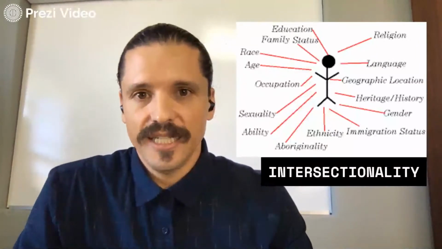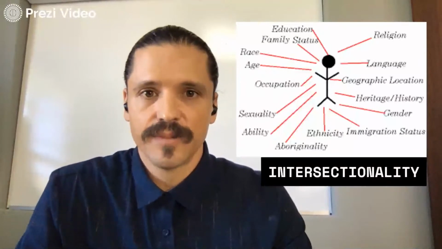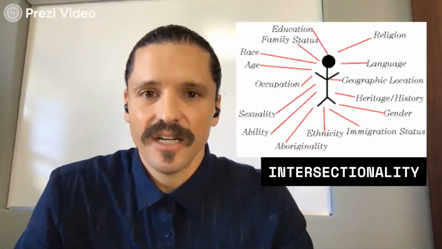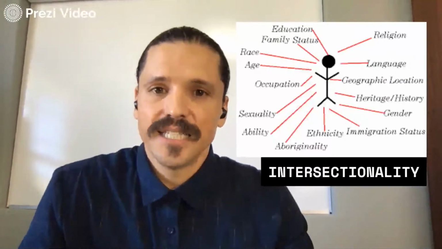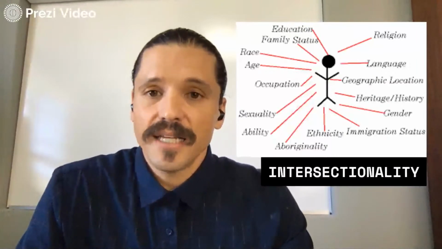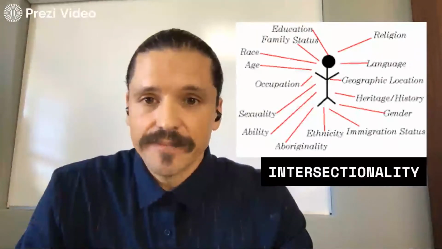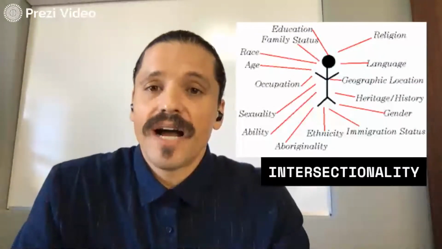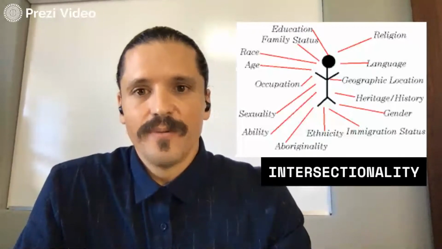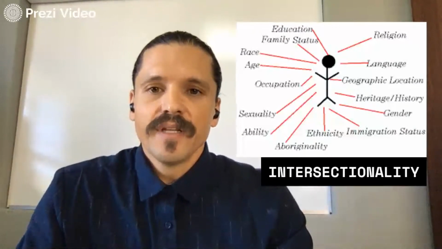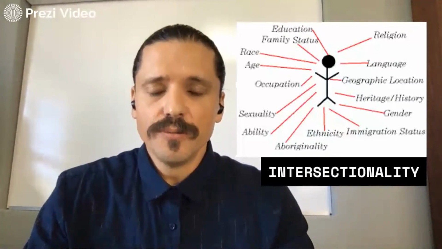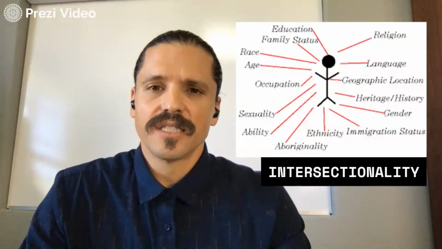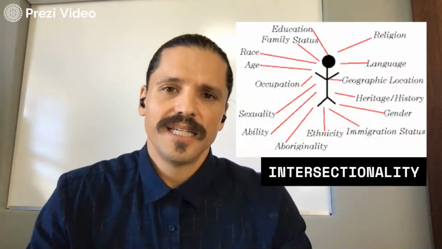element here, intersectionality. Education, family status, religion, language, geographical location, history, heritage, gender, ethnicity, immigration status, ability, sexuality, occupation, age, and so on and so forth. We can continue to describe our identity politics. And this is one of the ways that feminist theory runs into other forms of oppression. And one of the reasons why Bell Hooks calls this the first oppression, sex-based oppression.